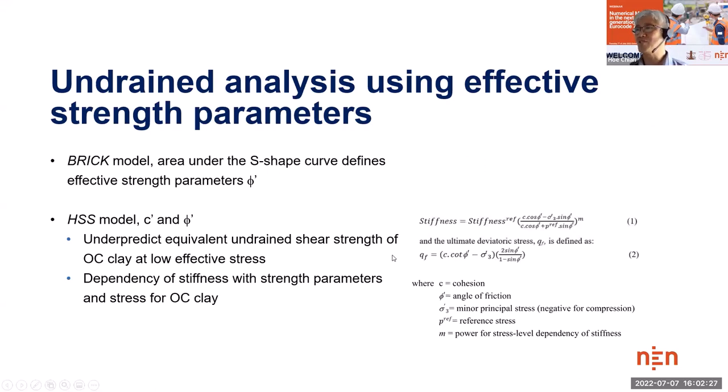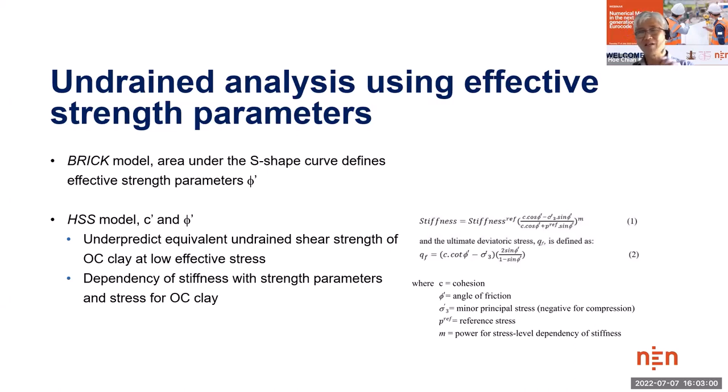As I said, you need to be careful what you do. In the brick model, the area under the A-shaped curves defines the effective strength parameters. If you look at Brian Simpson's ranking lecture, that is what he said. By factoring the strength parameters, you could potentially influence the non-linear stiffness degradation curves. The hardening soil model is another example.